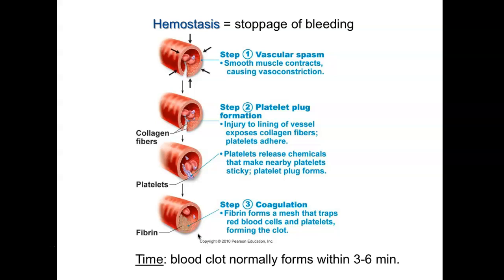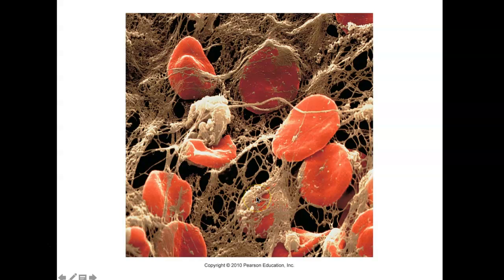That video makes me feel so nauseous every time. But fibrin is going to come in and form a mesh that traps red blood cells and platelets, and it forms the clot. Normally blood clots form within 3 to 6 minutes, unless a person has something like hemophilia. And I think I have that in this next slide.